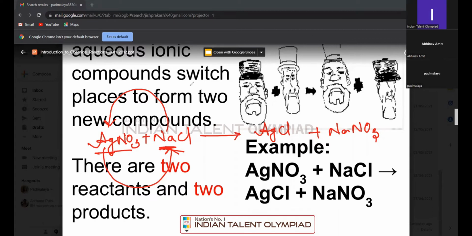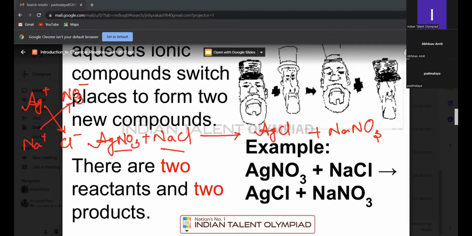You can see the dissociation here. Take an aqueous solution. Sodium chloride will be in aqueous solution, and even AgNO3 in aqueous solution. It will be Ag plus and NO3 minus. Sodium will be Na plus and Cl minus. Now the opposite charges will react with one another like this.